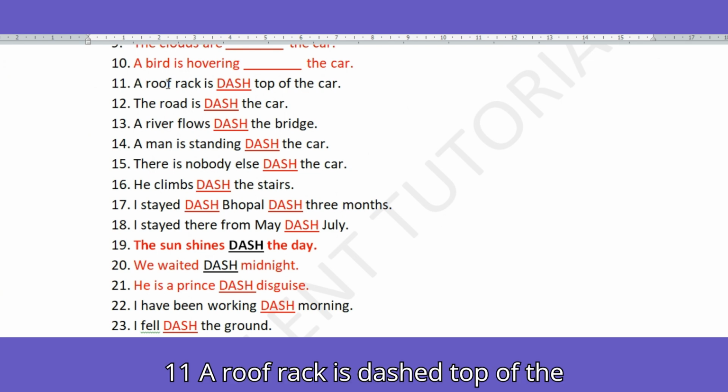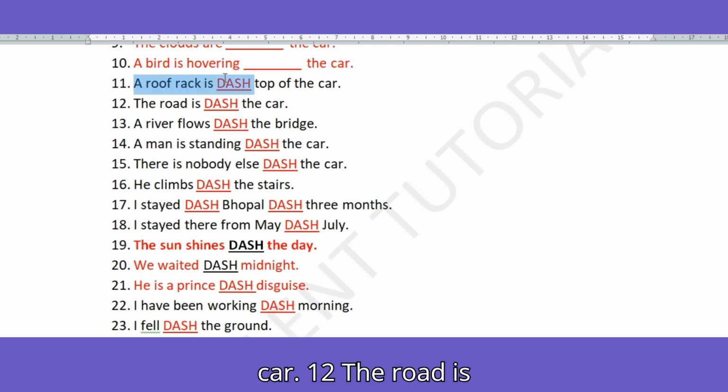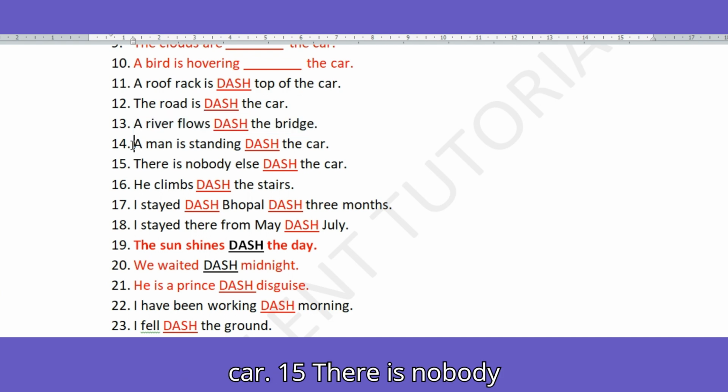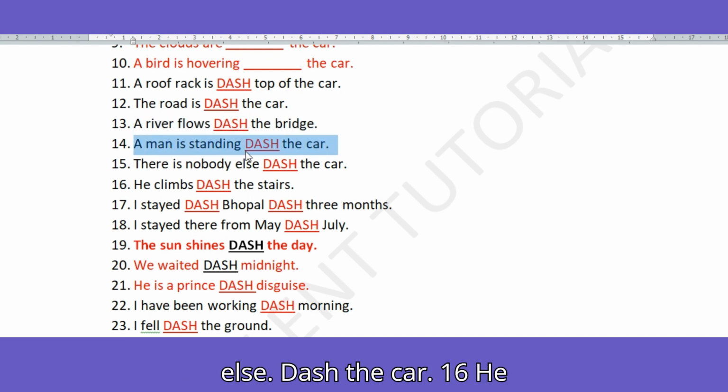11. A roof rack is dash top of the car. 12. The road is dash the car. 13. A river flows dash the bridge. 14. A man is standing dash the car. 15. There is nobody else dash the car.